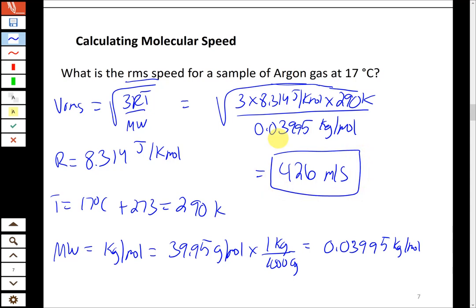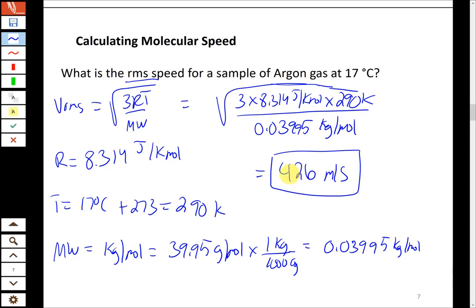So we should hopefully appreciate, as I introduced at the beginning, that gas molecules are moving around really fast, in this case atoms, if it's argon, in constant motion. Even at a reasonably comfortable temperature of 17 Celsius, they're moving on average 426 meters per second. If you're more familiar with miles per hour, is it 2 meters per second is 1 mile per hour, or vice versa? I don't remember that exactly.